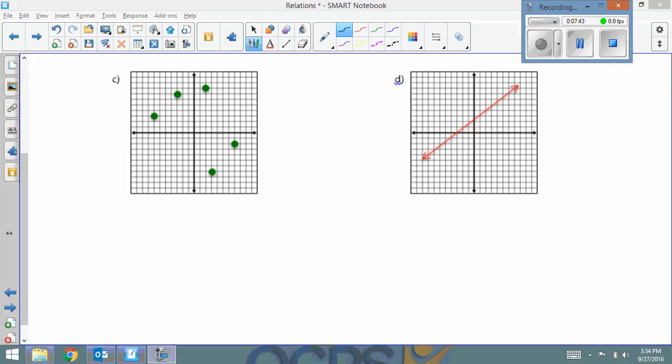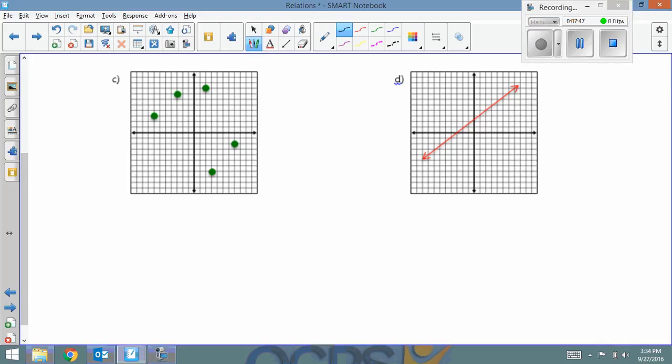Okay, so now we're going to talk about the same thing from a graph. So again, we're looking at domain. Domain is our X value, so our smallest X value is right here. That X value is negative 7. Our next smallest is this one for X values, and it's going to be negative 3. Our next smallest is that one there, which is positive 2.